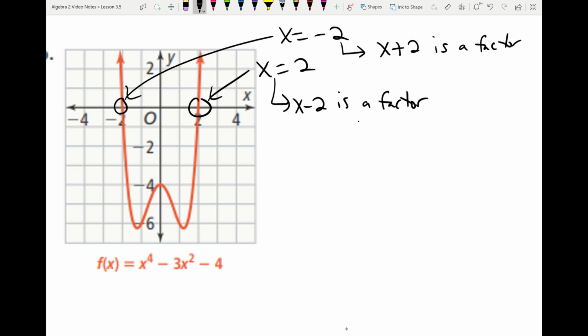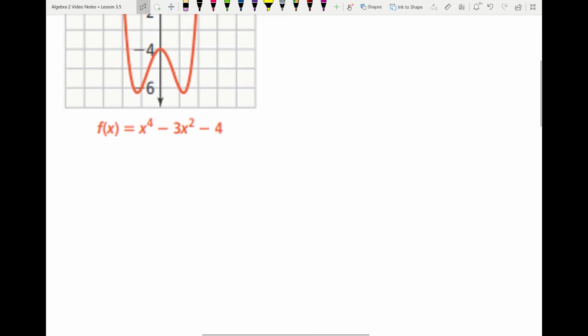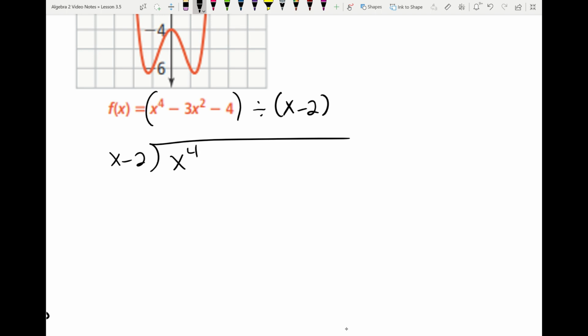So that means what we're going to do is divide this by x minus 2 and x plus 2. So we're going to divide by both of them. So we're going to do two divisions here. So let's do this divided by x minus 2. Let's do that first. So we're missing some zeros here, right? We're missing an x to the 3rd power, so I'm going to include a third power here. And we're missing an x to the 1 power. So I'm going to include that as well.